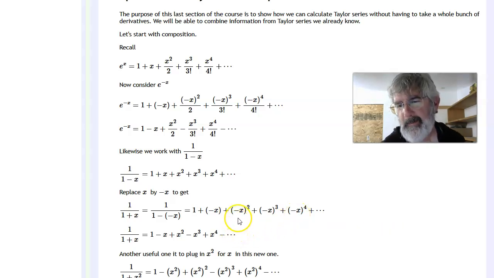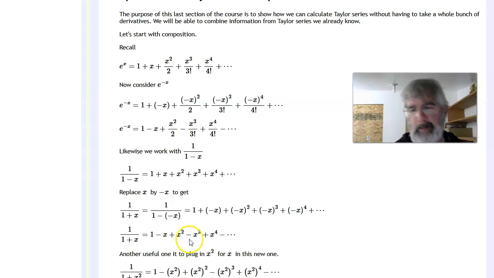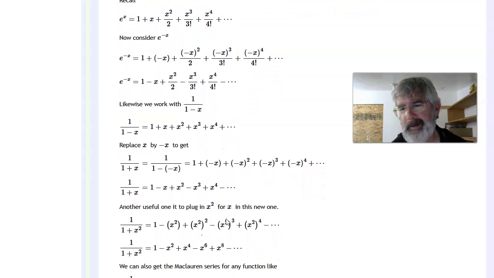And again, minus x to an even power is going to be positive x to that power, and minus x to an odd power is going to be minus x to that power. And so what we end up with is an alternating sum, 1 minus x plus x squared minus x cubed plus x to the fourth, and so on. Right? And we're going to go a little bit further, extend that one a little further.